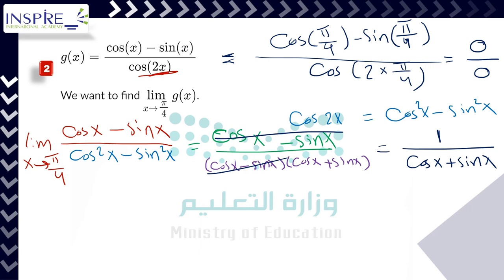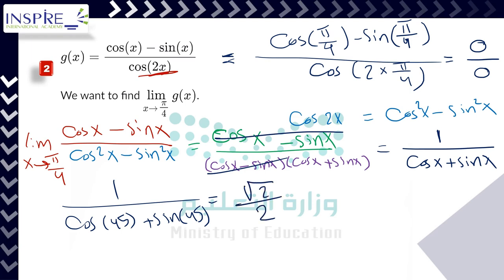Again, we will plug in pi over 4, which is 180 over 4, or 45. So it will be 1 over cosine 45 plus sine 45. Use your calculator, you will find it to be root 2 over 2. Okay, next question.